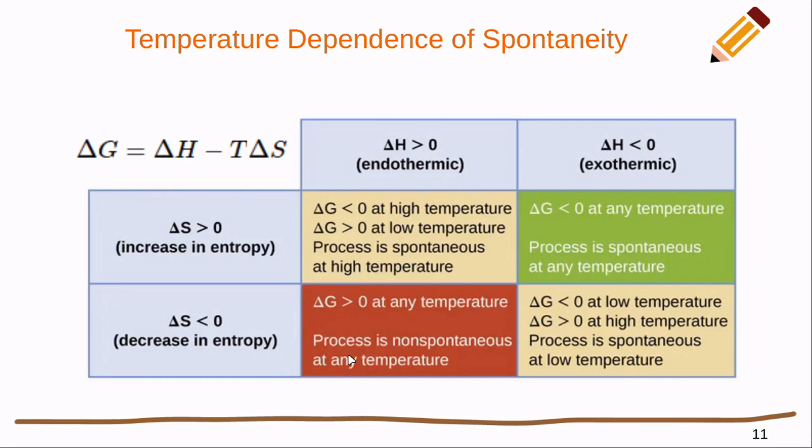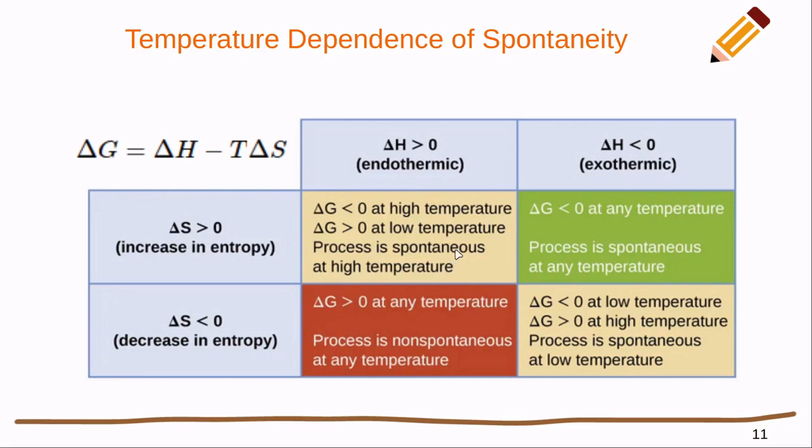So let's look a little bit at the temperature dependence of spontaneity. We're going to see that there are 4 possible scenarios, because each one of these is a difference, right? They could be positive or they could be negative. If I had a positive delta H and a positive delta S, there's going to be a critical temperature. Above that critical temperature, delta G is going to be negative, and the process will be spontaneous. Below that critical temperature, delta G is going to be positive, and the process would be non-spontaneous.